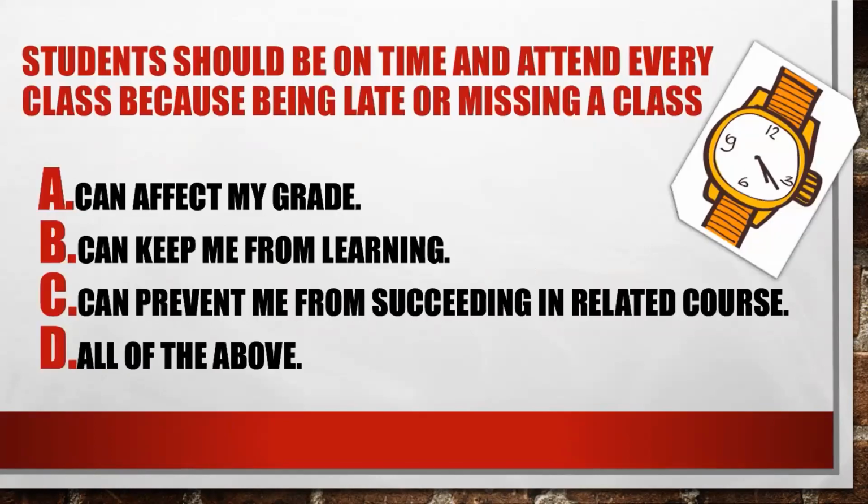How about this one? This one's a multiple choice. Students should be on time and attend every class because being late or missing class can: A, affect my grade; B, keep me from learning; C, prevent me from succeeding in a related course; or D, all of the above. Well, you probably already know that being late or missing class, whether in person or online, can affect your grade and keep you from learning. Professors take attendance and may count attendance as part of your grade. Being late or missing class can also prevent you from succeeding in a related course, and that you may not know. Often topics come up in multiple courses, but sometimes from a new perspective.